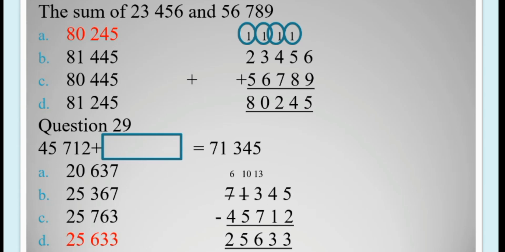I have done rough work for you. You can see there. In the next question, you have to find the second number. The first number is given and the answer is given. Okay, first number is 45,712. The answer is 71,345. So we shall subtract 45,712 from 71,345. The answer we get is 25,633. I have done the rough work for you.